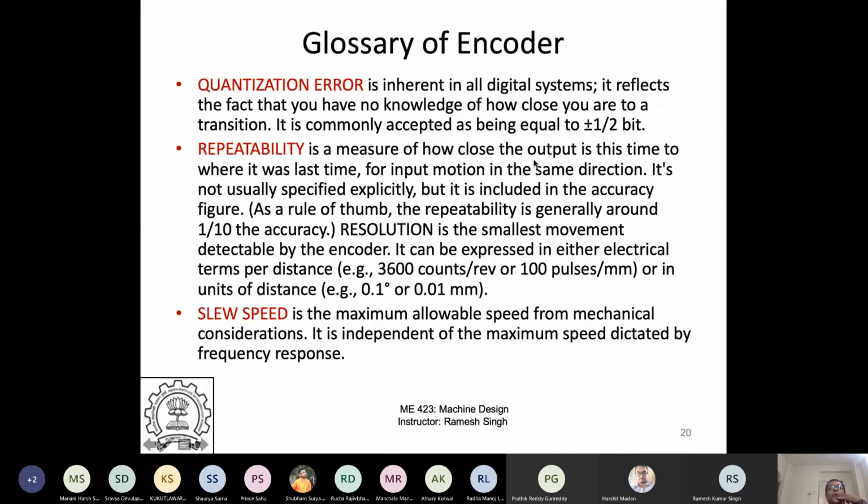Repeatability is a measure of how close the output is this time to where it was last time, right? If you ask it to go to the same location 5 times, what is the error in each is repeatability, right?